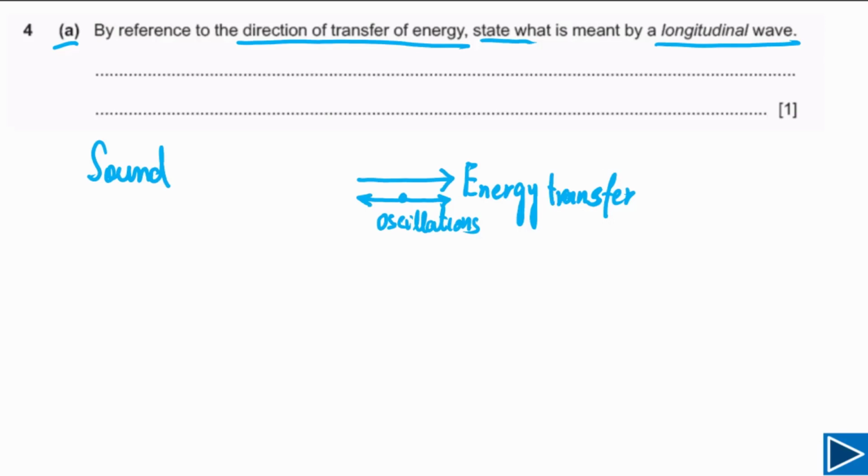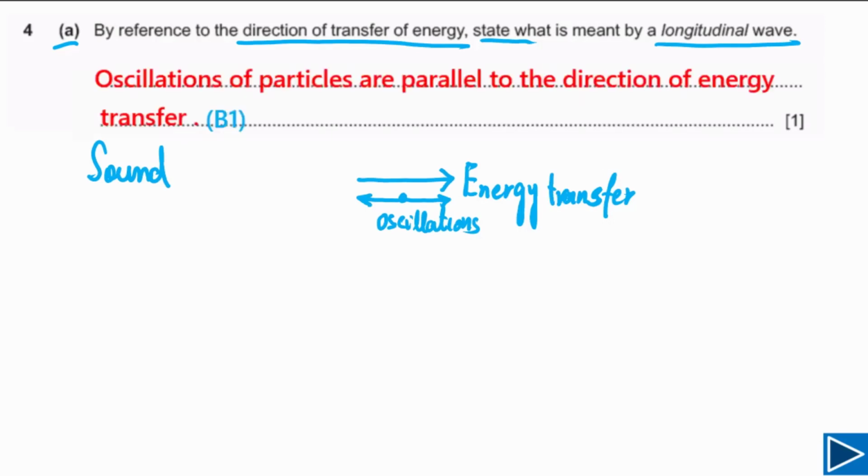So now let me show you how you can write down the answer. This is how you can write down the answer. Simply you can say oscillations of medium particles are parallel to direction of energy transfer. If you write this one, you will get 1 mark.